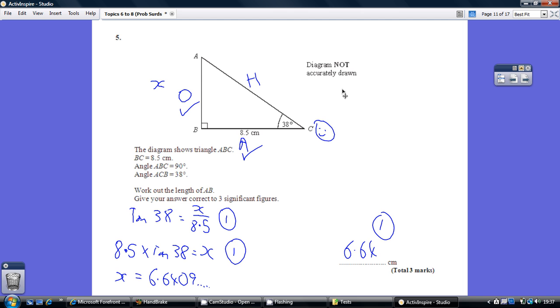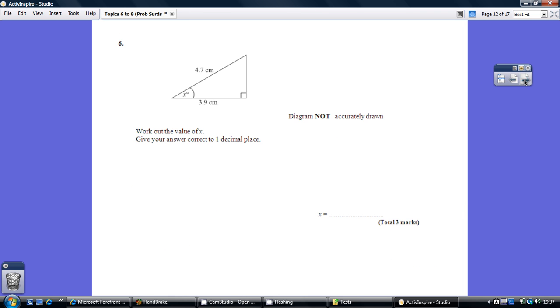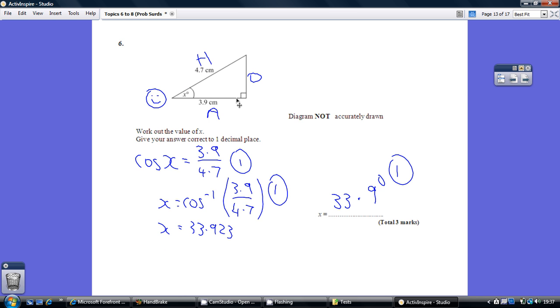You need to have that little SOH CAH TOA rhyme, okay? But opposite over adjacent is tan. So tan 38 equals x over 8.5. Multiply 3 by 8.5. You get the answer 6.64. Question 6. Question 6 solution. Same idea.